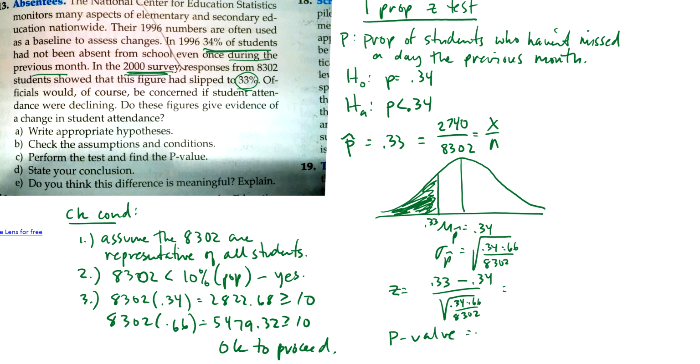So I'm going to do my test on the calculator here. Let's see. One prop z-test. p0 is 0.34. x we said is 2740. n is 8302. We want it less than p0. Calculate. And the z-score is negative 1.92. And the p-value is 2.77%.